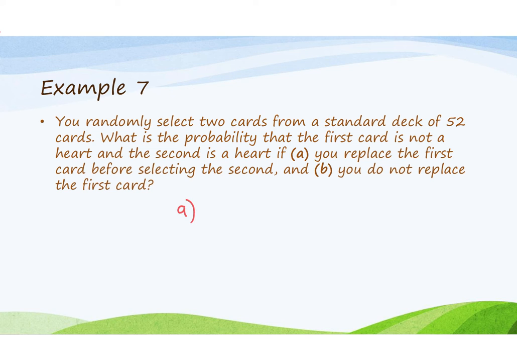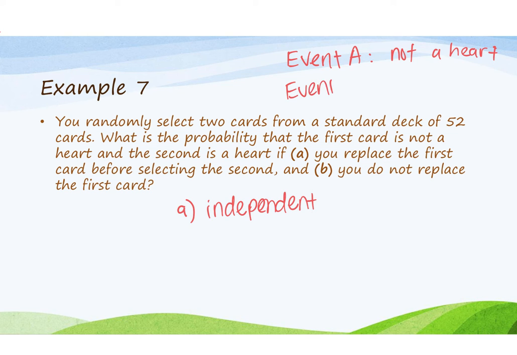Let's do A first. If we replace the first card, independent or dependent events? Independent. Why? Because you replaced the first card. Very good. So if we replace the first card, is that going to affect what the second card will be? No. Okay. So if they're independent, what's my event A? What do I want to happen first? Not getting the heart. And what was event B? Getting the heart.